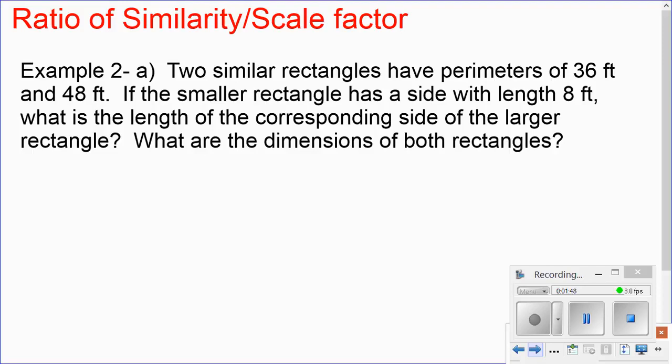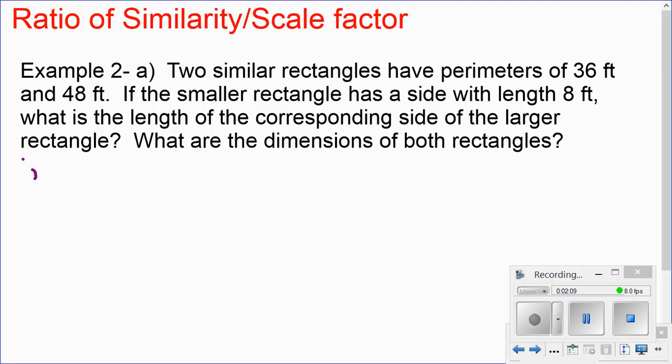Okay, let's take a look at some more. Another example: we have similar rectangles, and we are given their perimeters in order from smallest to largest. If the smaller rectangle has a side length of 8 feet, what is the length of the corresponding side of the larger rectangle? I first have to figure out, I wasn't given the R value, the scale factor, so I have to figure that out.